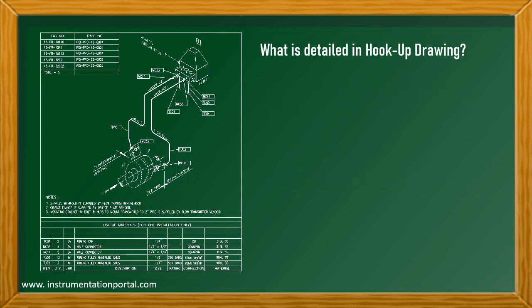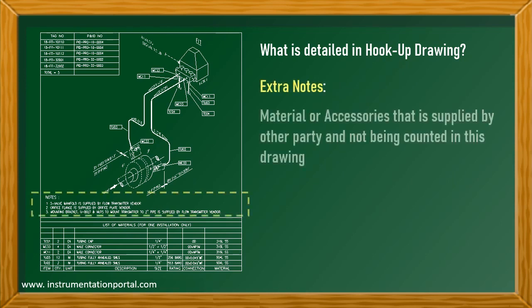Last but not least, extra notes. For example, stating material or accessories that are supplied by another party and not counted in this drawing. In this example drawing, it is stated that the 5-way valve manifold, orifice flange, mounting bracket, and U-bolt will be supplied by another party and are not counted in this bulk material.